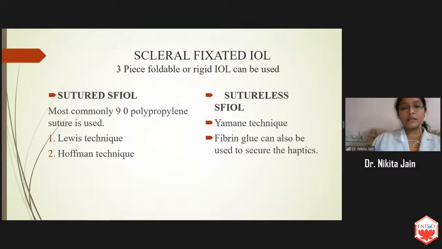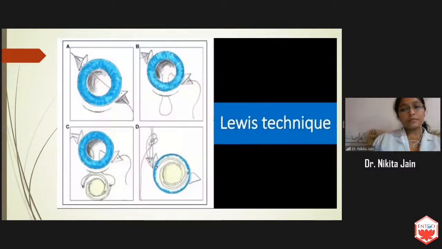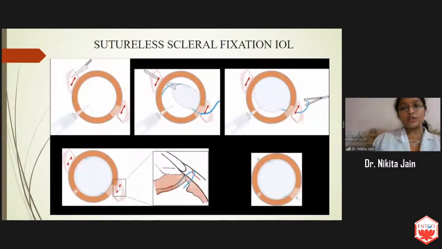Another lens that can be placed is the scleral fixated IOL. Both three-piece foldable or rigid IOL can be used. Two commonly used techniques are there: sutured and sutureless. In the suture technique, nylon polypropylene suture is commonly used, and the Lewis technique and Hoffman's technique are common. But nowadays, sutureless scleral fixation IOLs are also being performed, Yamane's technique being one of the very common techniques. But fibrin glue can also be used to secure the haptics of the sutureless scleral fixation IOL.